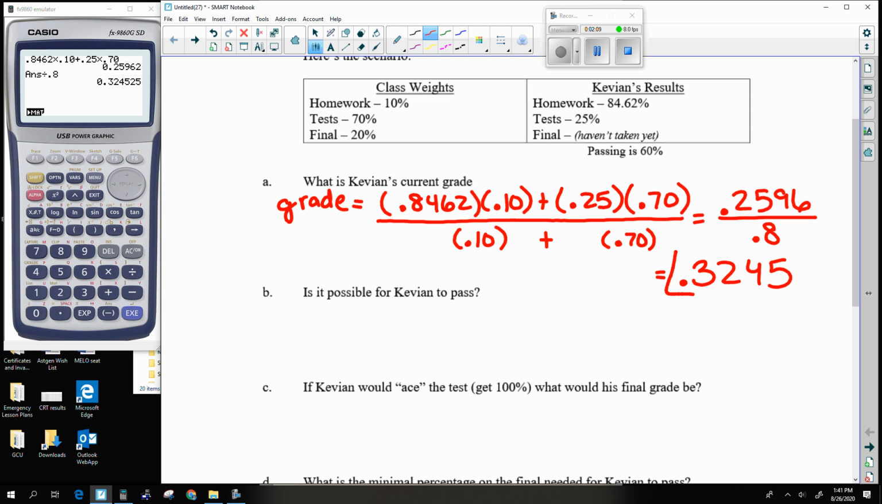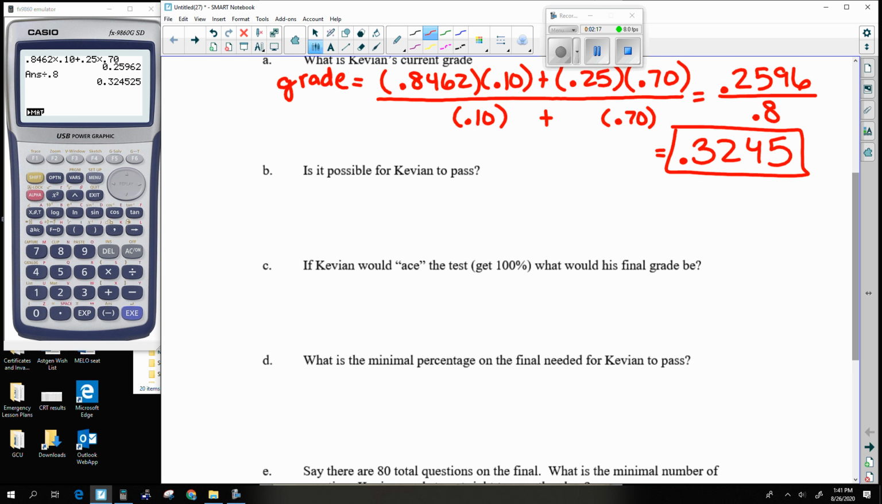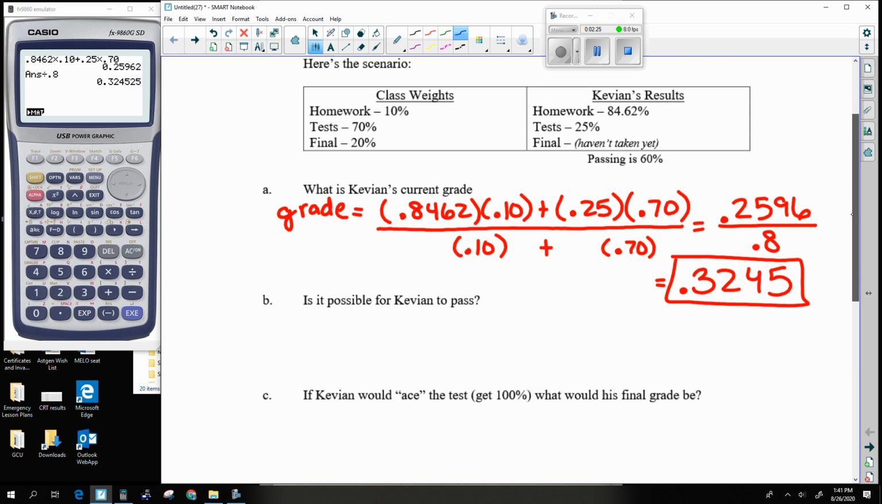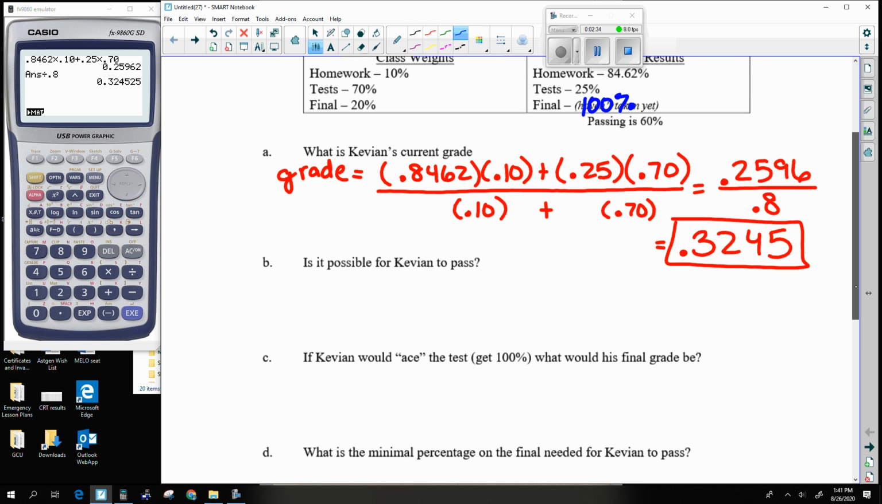in class. Oh, great googly moogly. It's not looking too good. Is it possible for Kevion to pass? I don't know. We have to do question C before we're able to answer question B. Question C is what would happen if you would get a 100% on the final? What is his best possible grade if he got 100%?